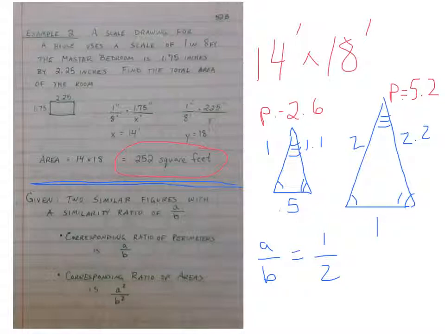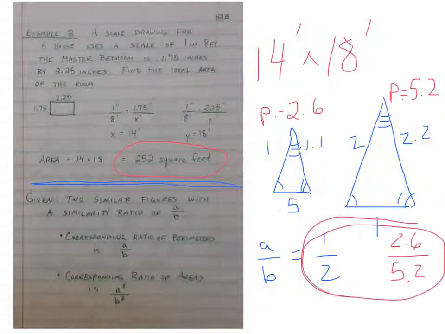So A to B, our perimeters 2.6 to 5.2 should equal 1 to 2. And if we do the math, they are the same. The areas, however, have a corresponding area ratio of A squared to B squared. And to demonstrate that, I'm going to look at the next example.